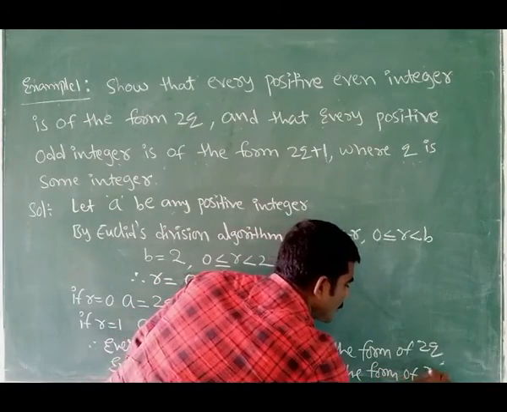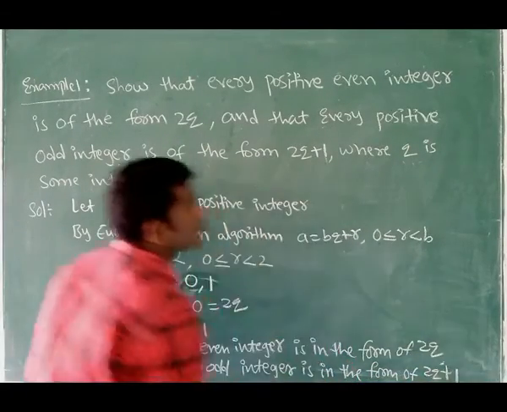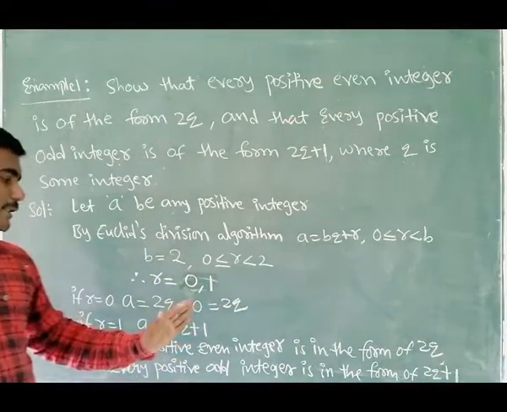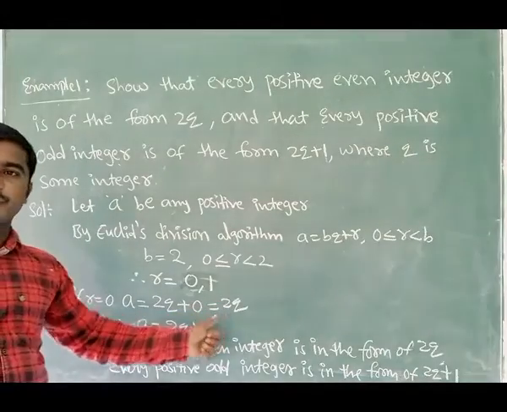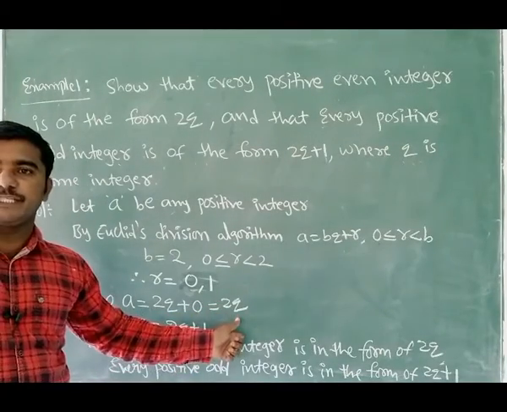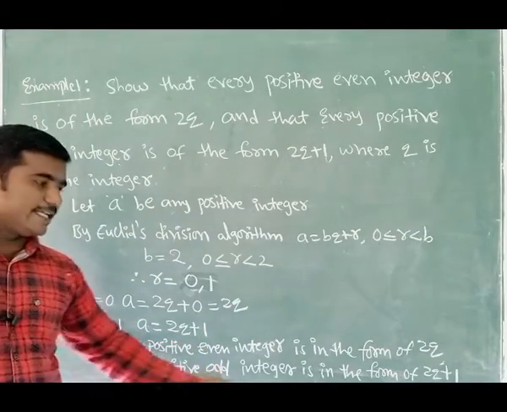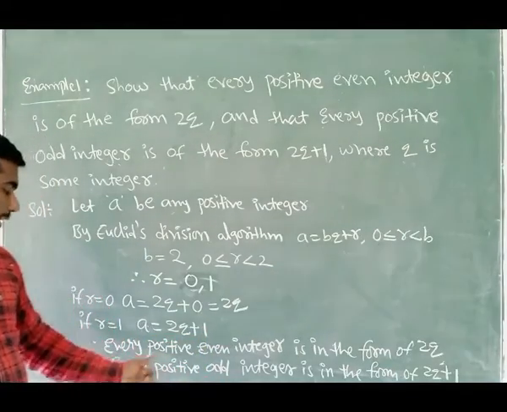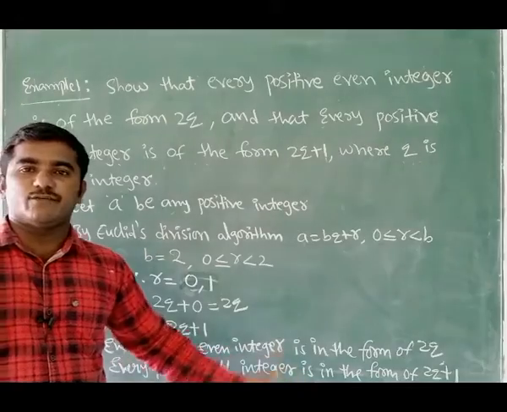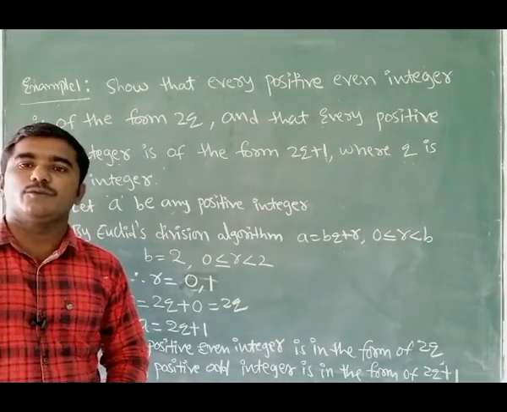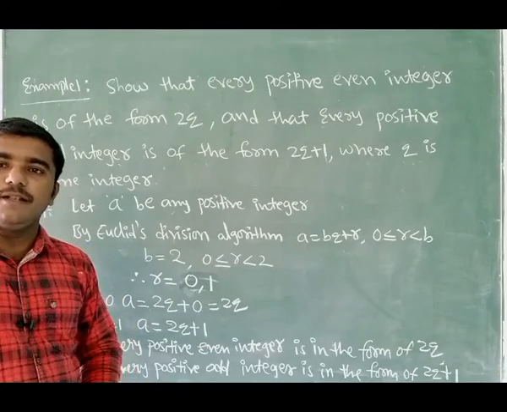Okay, here r is equal to 0 and 1. When r is 0 you got 2q, when r is 1 you got 2q plus 1. Here remainder 0, that's why it is an even integer. Remainder is 1, that's why it is odd integer. So we proved here every positive even integer is in the form of 2q and every positive odd integer is in the form of 2q plus 1. This is example 1.